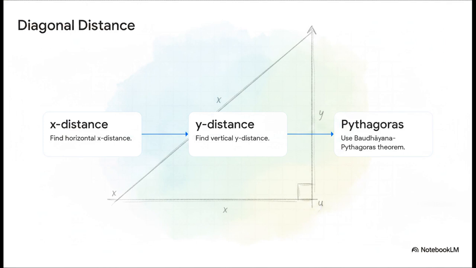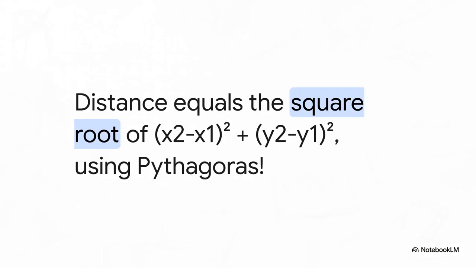First, we find the purely horizontal x distance between the 2 points. Second, we find the purely vertical y distance, and guess what? By doing just that, we've inadvertently created a right-angled triangle. So for step 3, we simply use the Pythagorean theorem, which remember you already tackled in 8th grade, to calculate the hypotenuse, and that hypotenuse is our exact diagonal distance. And that whole process gives us the famous distance formula.